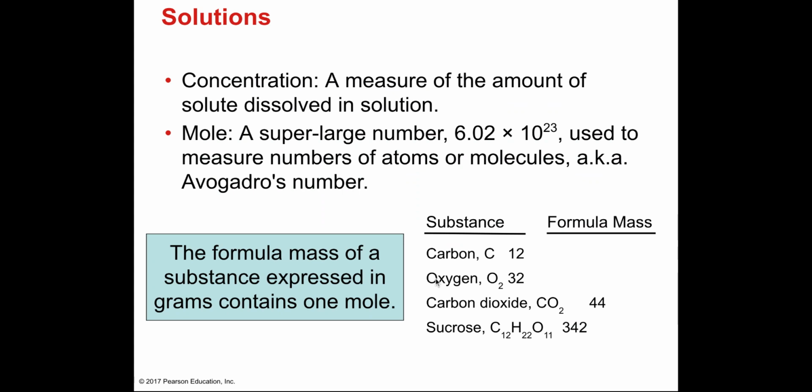One mole of a substance is usually going to weigh the mass of what we call the atomic mass. For example, one mole of carbon weighs 12 grams, one mole of oxygen molecules weighs 32 grams, and one mole of carbon dioxide molecules weighs 44 grams. One mole of a sucrose molecule, which is sugar, weighs 342 grams.